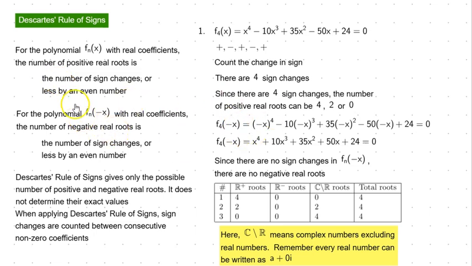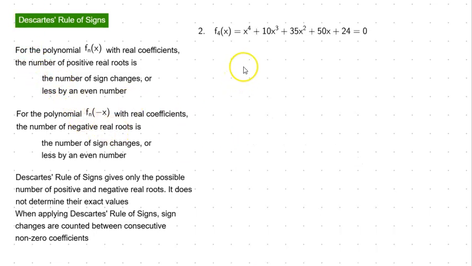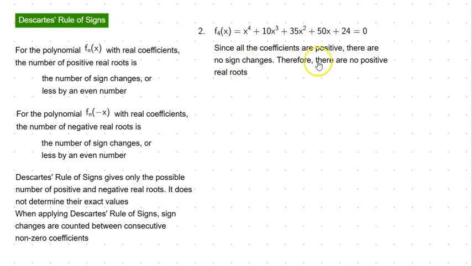Now let's look at the second example. The second example is the same thing except the signs have changed. So x to the power of 4 plus 10x cubed plus 35x squared plus 50x plus 24 equal to 0. Now here, since all the coefficients are positive, there are no sign changes. Therefore, there are no positive real roots.